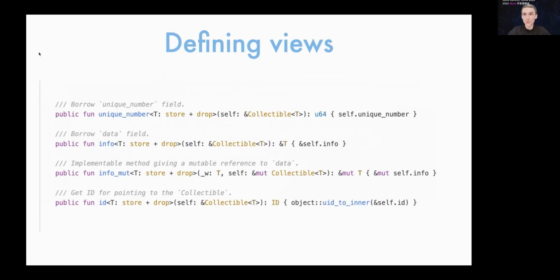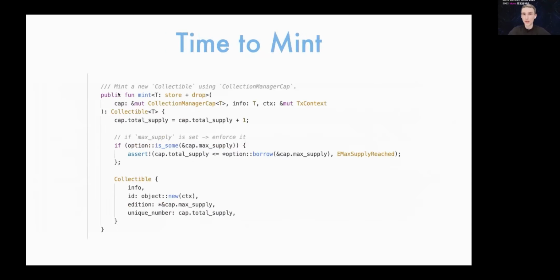Usually after defining structs, we define view functions for the type that we defined. For simplicity's sake, we just have a unique number, the base parameter, we can access info, immutably borrow, but we can also immutably borrow and get IDs. These are all convenience functions. It's not important for the sake of this experiment.